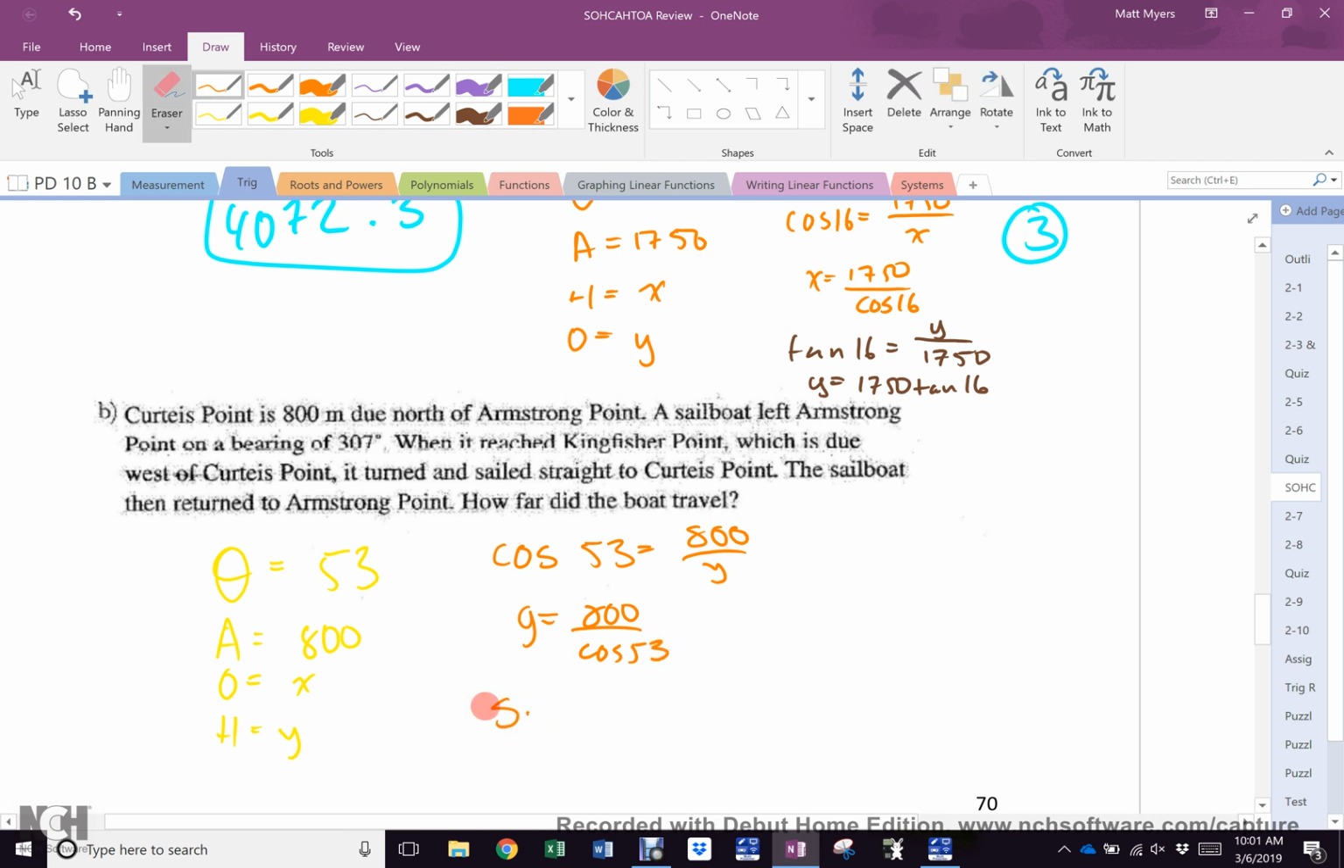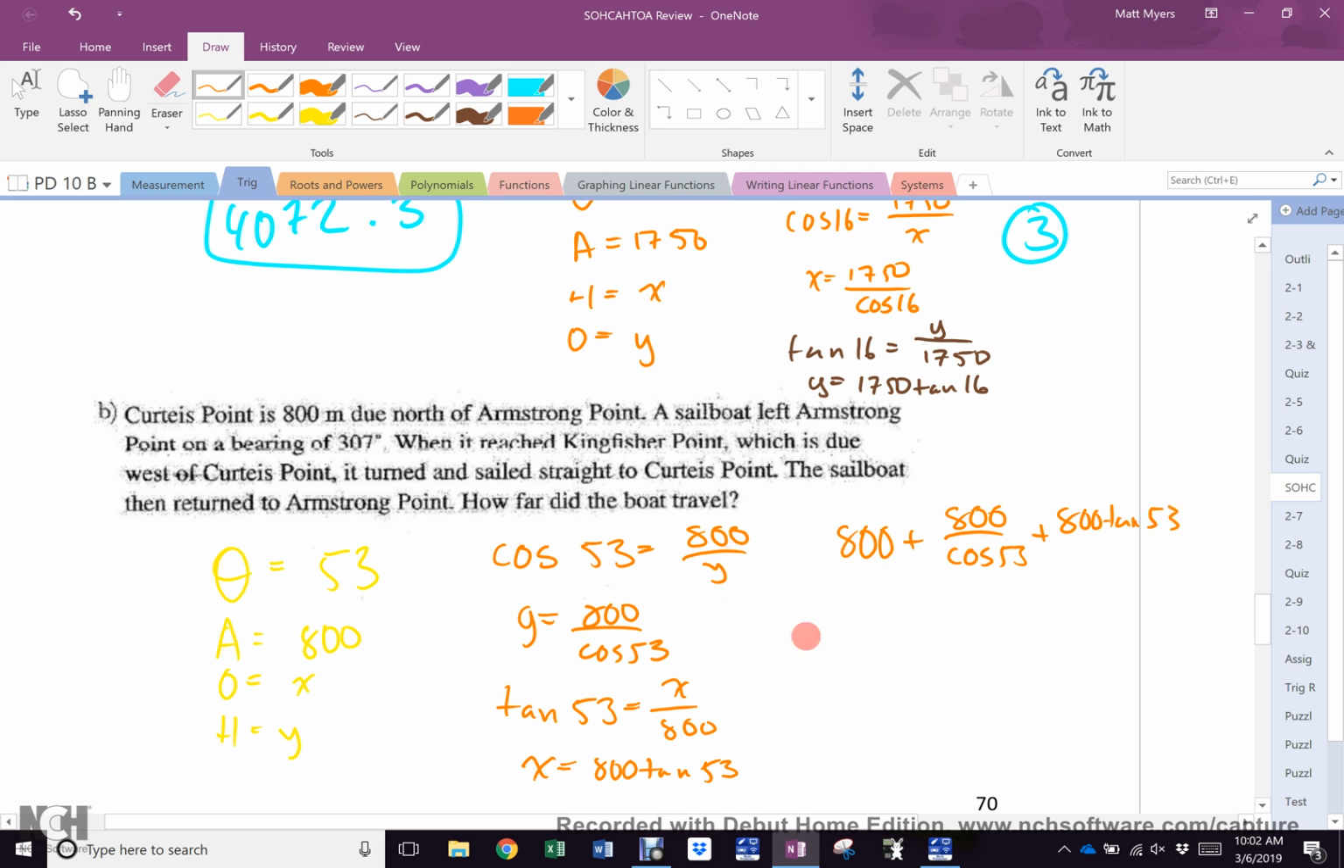Sine, not sine, you idiot. Tan 53 equals x over 800. X equals 800 tan 53. And your answer is, of course, 800 over cos 53 plus 800 tan 53, which is something around 3,000, I believe.